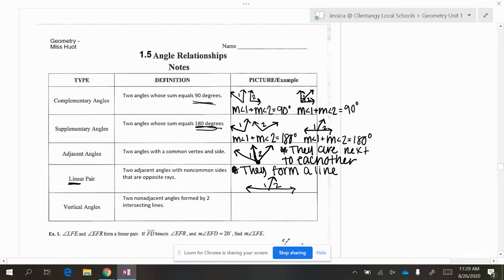Vertical angles, two non-adjacent angles formed by intersecting lines. So if we have two intersecting lines, 1, 2, those two angles are vertical. You can also have that these two angles are vertical angles. They are right across from each other.